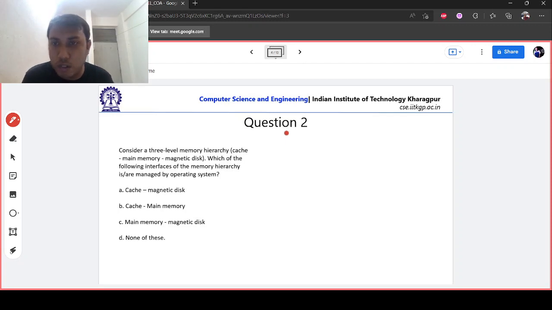The question is, consider a three-level memory hierarchy. Which of the following interfaces of the memory hierarchy are managed by the operating system? Option A is cache and cache magnetic disk. Option B is cache main memory. Option C is main memory magnetic disk, and option D is none of the above.